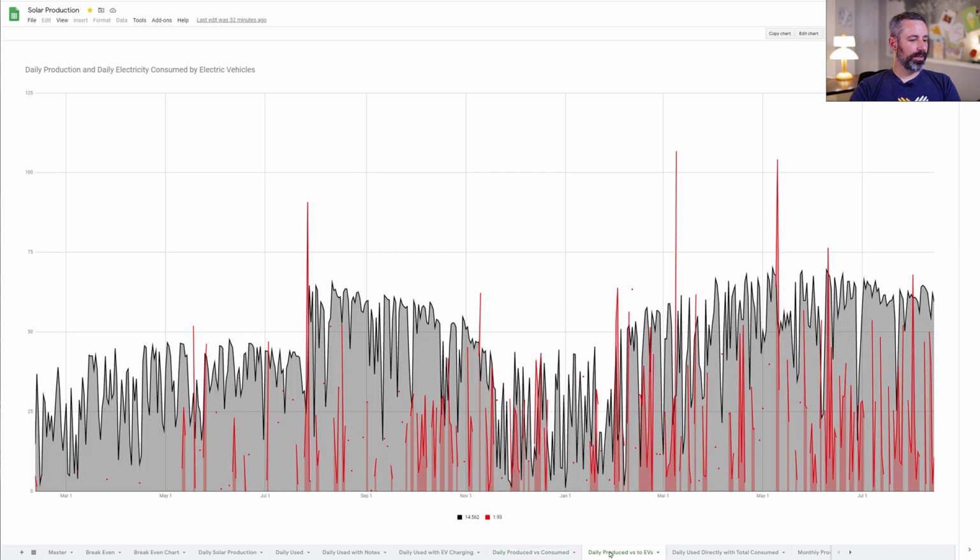All right, so then let's jump over here to daily produced versus what was sent to EVs. So now the black is what solar is being produced, and then the red is what is being consumed by electric vehicles. So you can see generally the electric vehicles don't consume more than what was produced that particular day. However, there are some spikes here where that definitely happened. And so our peak one right here is March 9th, where we consumed 106 kilowatt hours in one day, but we produced very little that day. So it was a very huge difference.